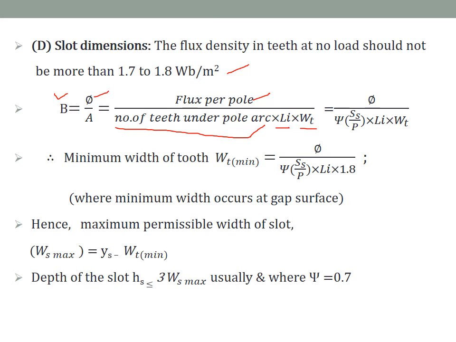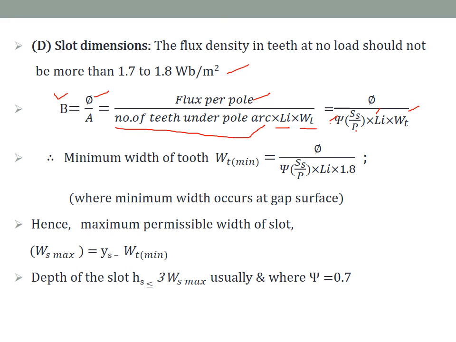The number of teeth under pole arc is given by psi into SS by P. This SS by P will give the number of teeth under pole, that is, the number of slots under pole is nothing but the number of teeth under pole. And for the actual number of teeth under pole arc, we have to multiply with psi. Multiply with Li, multiply with WT.